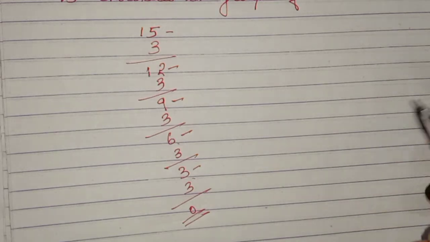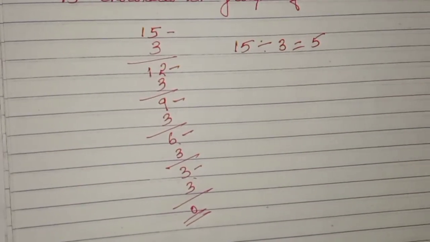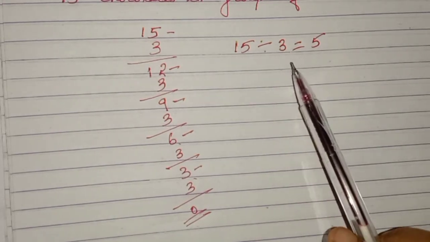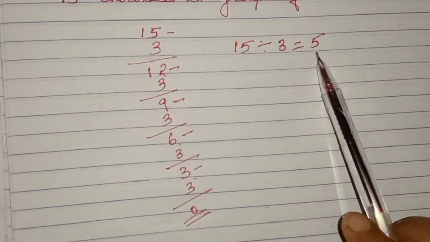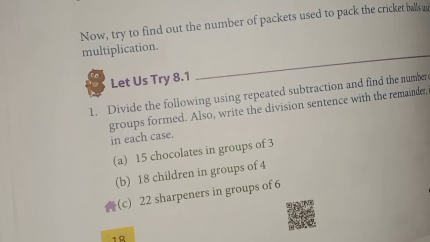So here the answer is, we can write in division sentence also. 15 divided by 3 equal to 5. So in this question, 15 is the dividend and 3 is divisor and 5 is quotient and here remainder is 0. Okay. Next, 18 children in groups of 4.